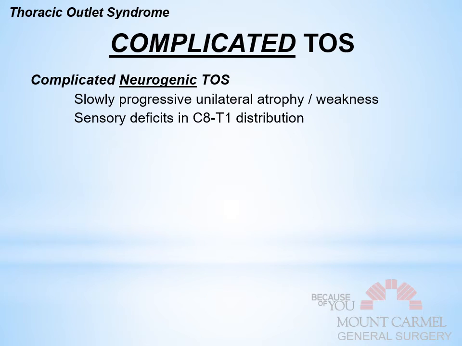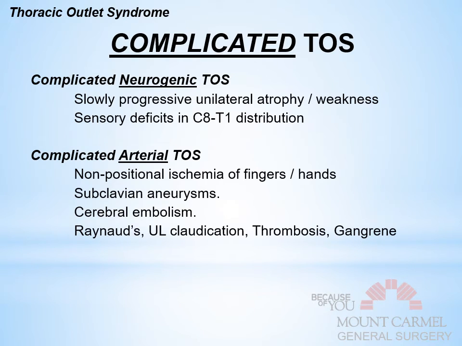Okay, so complicated neurogenic is a slowly progressive and unilateral atrophy and weakness. That makes sense. Sensory deficits in C8 through T1 distribution. That makes sense. That's where it will be most affected there. And then there's complicated arterial thoracic outlet syndrome. So this also kind of makes sense. It's non-positional ischemia of the fingers and hands. There can be subclavian artery aneurysms and cerebral embolism as a result of, well, we'll talk about that in a second, but there can be cerebral embolism.